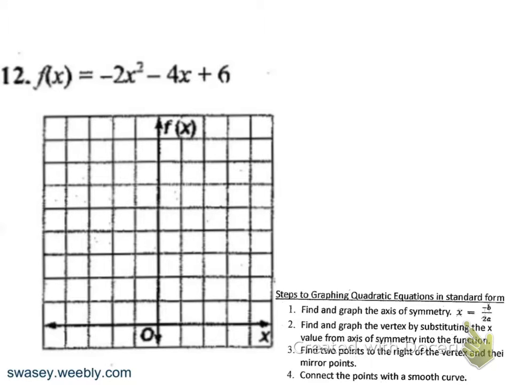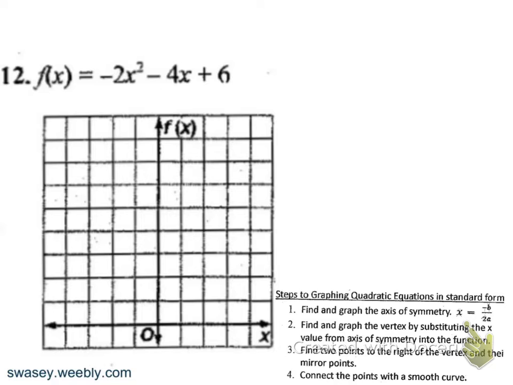On this one, we're graphing a quadratic equation in standard form. Now, notice it says f of x. You will have the same graph if you graph y equals negative 2x squared minus 4x plus 6. Same exact graph. F of x emphasizes the fact that you have a function, and it's called function notation. So the work may look just a little bit different, but the graphs will be the same.